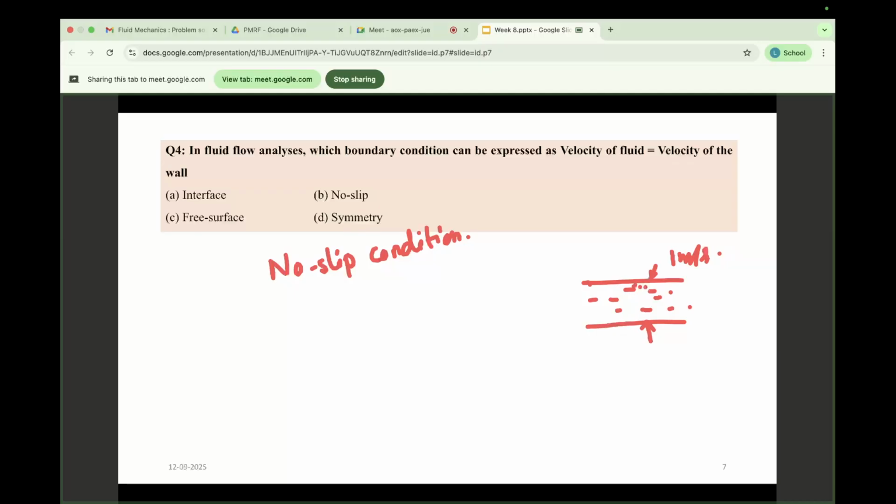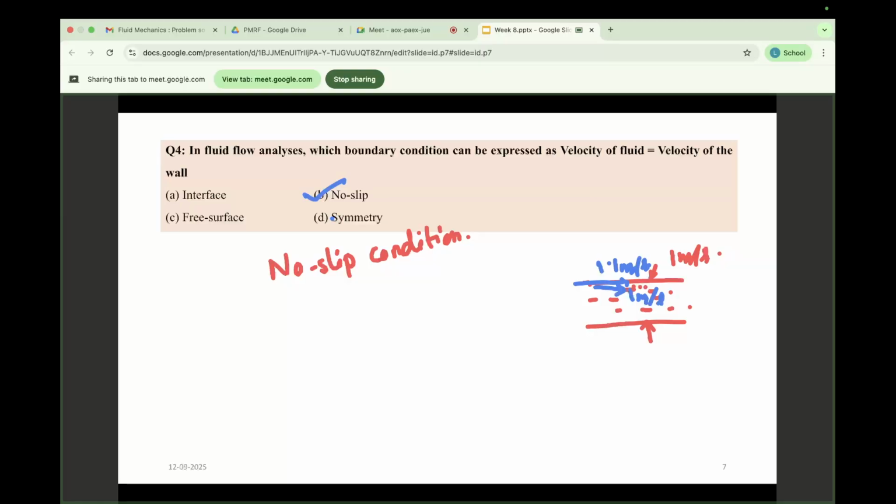But in real life, the scenario is not like that. There is a relative velocity between the wall velocity and the liquid velocity near the wall. Say in real life the velocity near the wall is 1 meter per second; then if the wall is also moving, it should be a little more. So the correct answer is option B, no-slip condition.